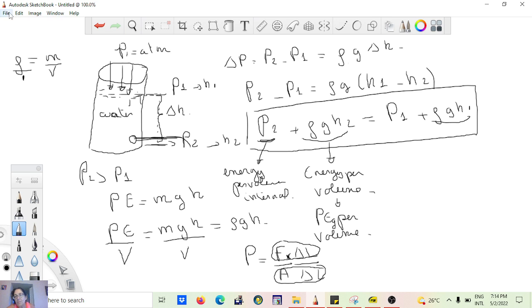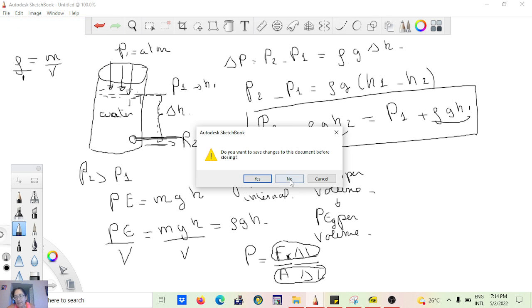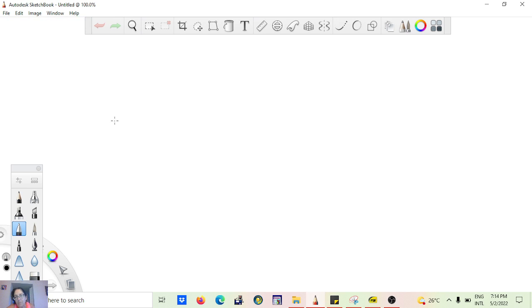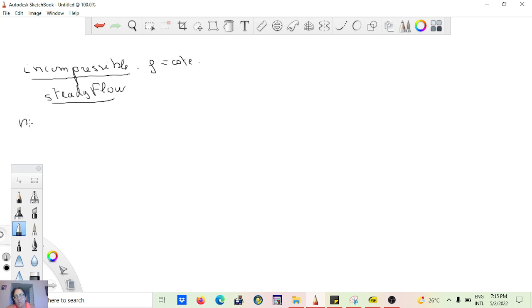Okay, so let's take another example. Let's say now the liquid can flow, and we suppose that the simple equation works only if you consider an incompressible fluid. It means the density is constant. It's not like a fluid you can compress or expand. And we also suppose that you have a steady flow and there is no turbulence.